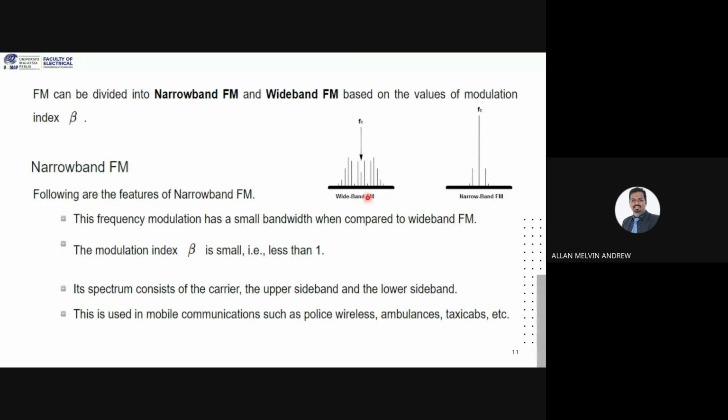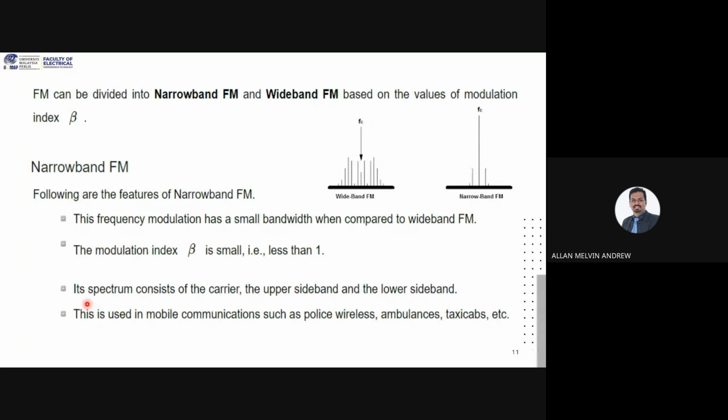Wideband may be a bigger frequency range, 0 to 8000, so you have more range. That's why we call it wideband. The modulation index beta is small for narrowband because f max minus f min, the minimum frequency, is smaller. So usually the modulation index will be less than 1.